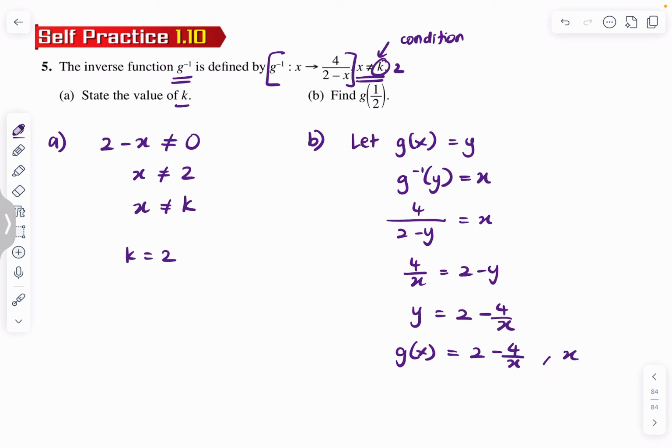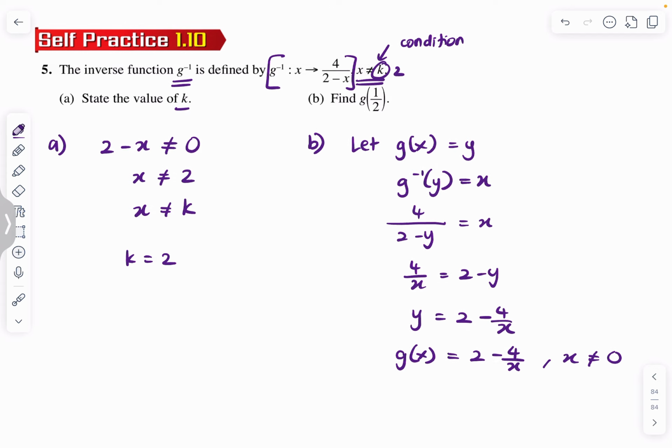So this one also has a condition. The denominator cannot be 0, so x cannot be 0. Okay, but this is not so important because they are asking us to find g(1/2). You just find g(1/2). So no need for this part.